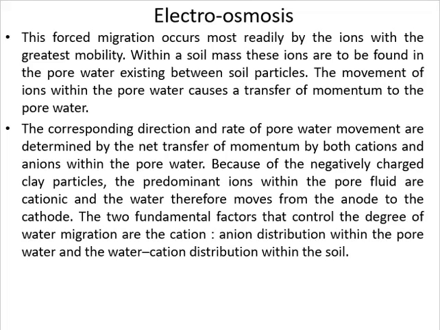Because of the negatively charged clay particles, the predominant ions within the pore fluid are cationic, and the water therefore moves from the anode to the cathode. The two fundamental factors that control the degree of water migration are the cation to anion distribution within the pore water and the water cation distribution within the soil.